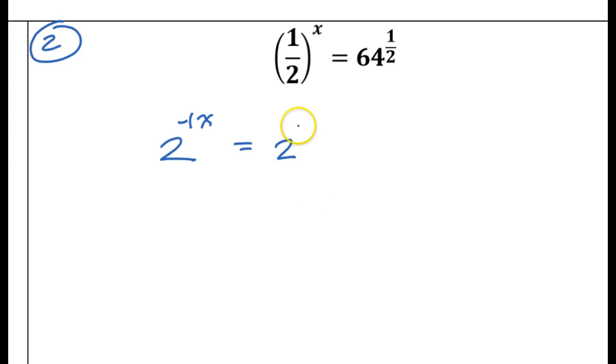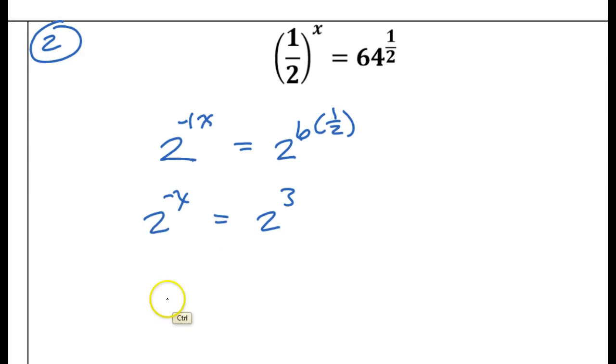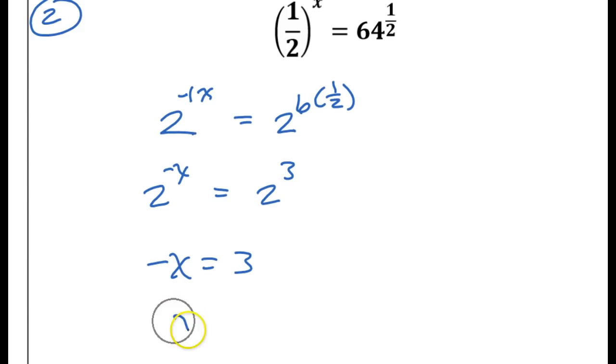So this will be 2 to the 6th power. And then, of course, we have the 1/2 sitting there. So that means we have 2 to the negative x is equal to 2 to the 3rd power. If the bases are equal, the exponents must be equal. So negative x is going to equal 3, which means x is equal to negative 3.